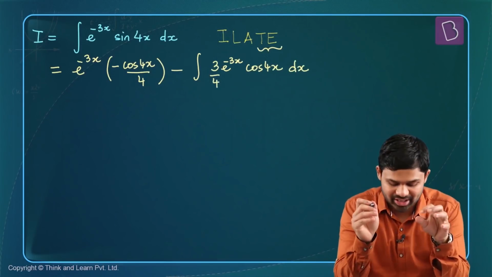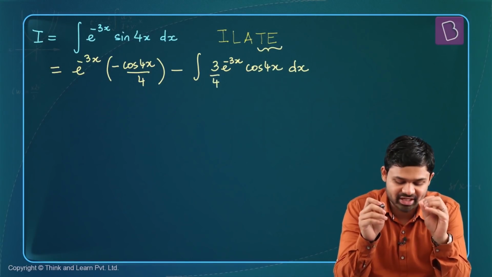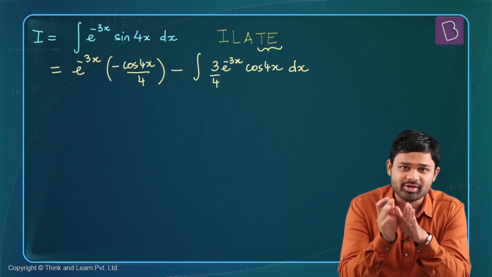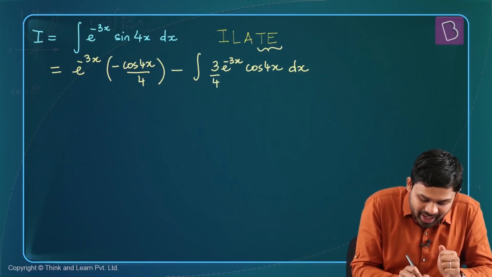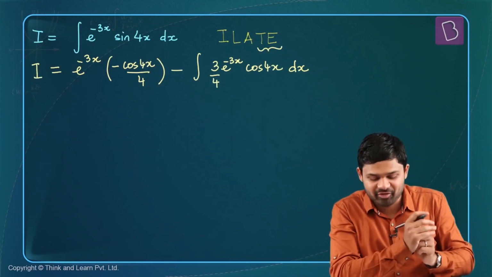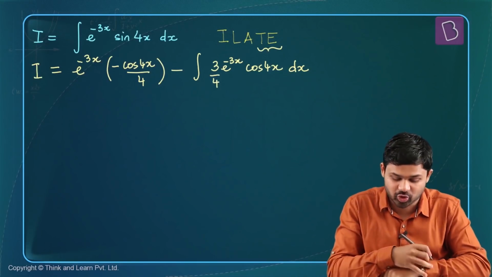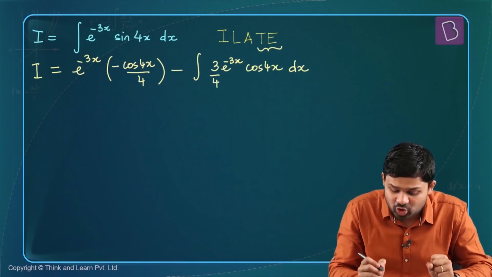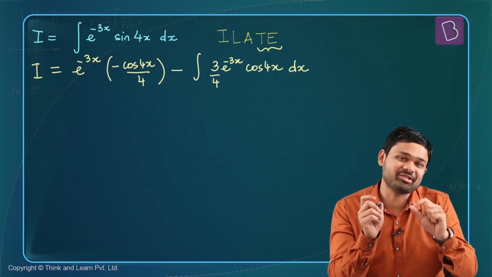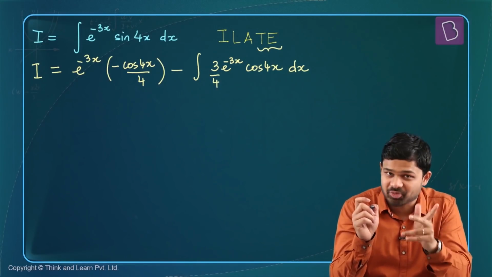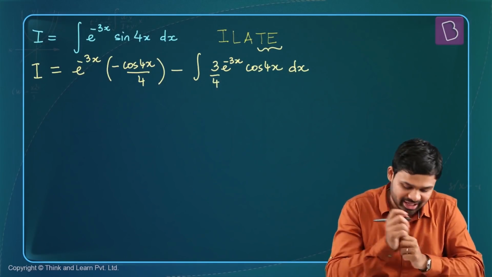So I've got the first term, which is going to be e raised to negative 3x times minus 4 cos 4x divided by 4. We have to not touch that ever again. So my I has one term already fixed, but there's one more integral to be solved. So I'm going to just solve that integral for you now. Again, I have a product of an exponential and a trigonometric, and again I'm going to switch the order. I'm going to take the exponential as the first function, trigonometric as the second function.